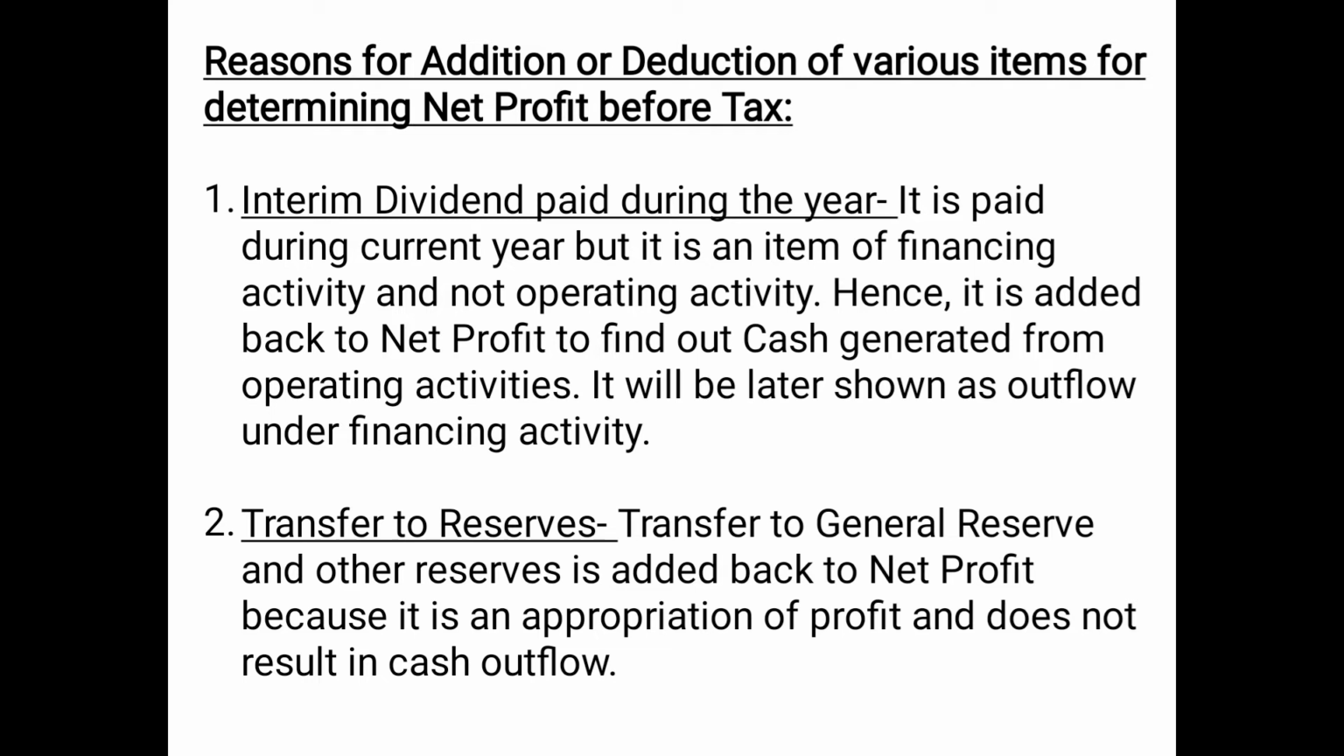Then point number 2, transfer to reserves. Transfer to general reserve and other reserve is added back to the net profit, because it is an appropriation of profit and does not result in cash outflow. Because when you are creating any reserve, you are just putting a part of profit in some reserve, some saving. There is actually no flow. It is just a transfer of the profit from statement of profit and loss to reserve. So there is no outflow. So therefore this should not be deducted, and since it is created out of profit, it needs to be added back.